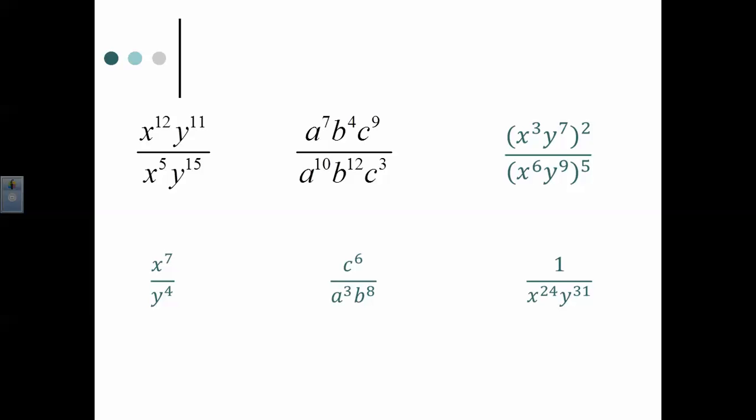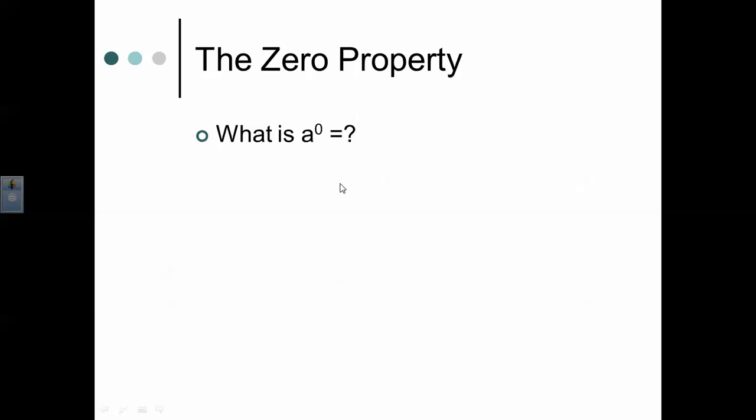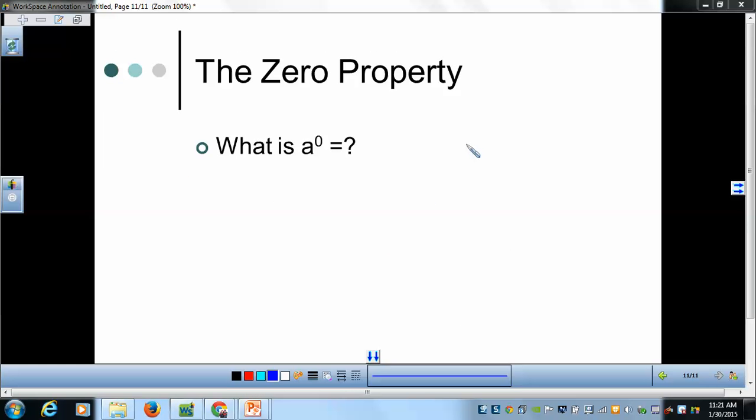So one more property to just discuss that may come up from time to time, and that is the 0 property. So what is something to the 0 power? For example, if I have 6 to the 0 power, what would that be? Now to develop this, I'm going to go through a couple of properties here.